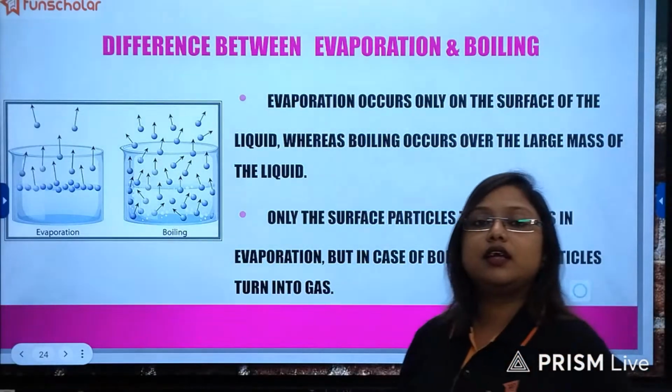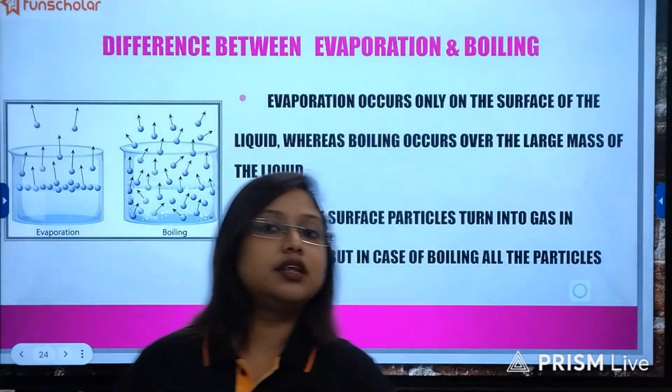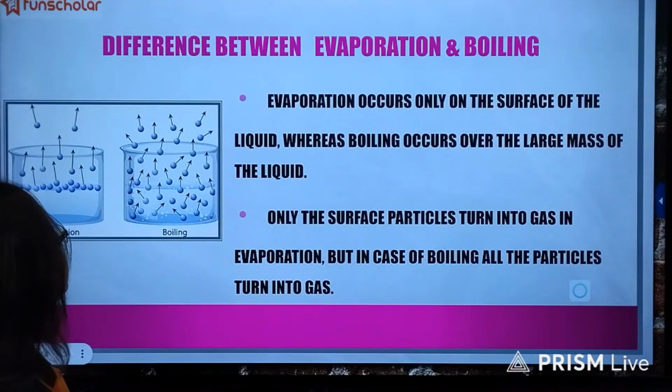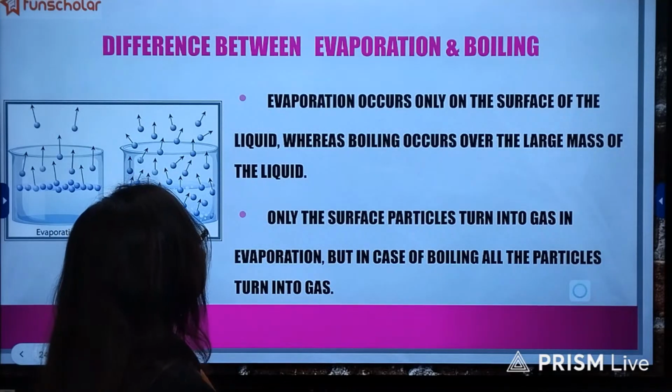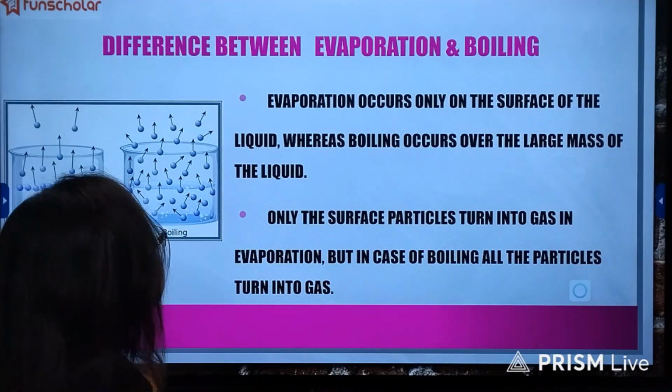Next is the difference between evaporation and boiling. How exactly can we differentiate the evaporation technique from the boiling technique? Evaporation occurs only on the surface of the liquid, whereas boiling occurs over the large mass of the liquid.